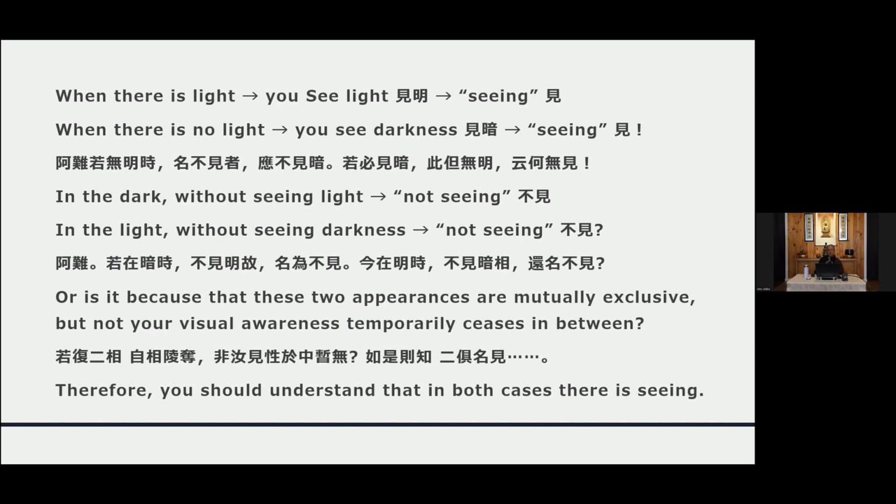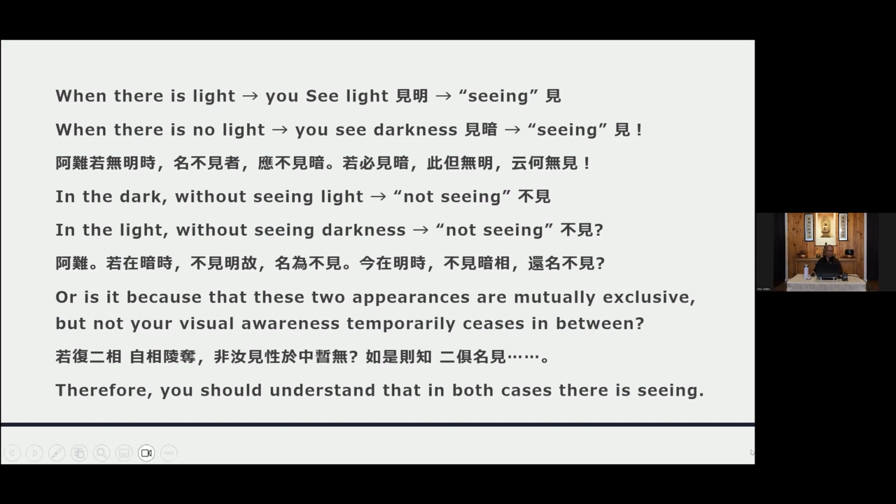Because you did not see the other side, right? Or is it because these two appearances are mutually exclusive, but your visual awareness temporarily sees in between? Okay, so it's like light and darkness, only one can exist. That's because of the property of light and darkness, not because your visual awareness is on when you see, and off when you are not seeing.